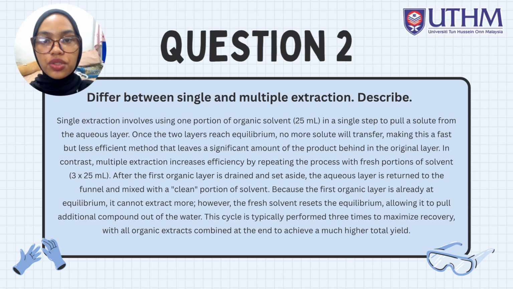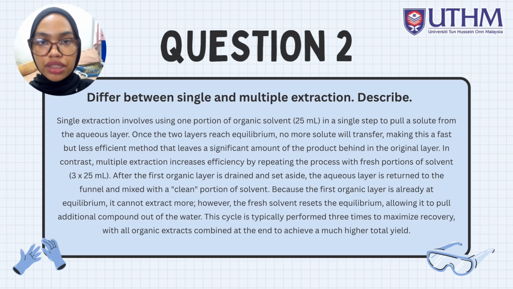For question 2, differentiate between single and multiple extraction. Single extraction involves using one portion of organic solvent. In this experiment, we use 25 ml in a single step to pull a solute from the aqueous layer. Once the two layers reach equilibrium, no more solute will transfer, making this a fast but less efficient method that leaves a significant amount of the product behind in the original layer.